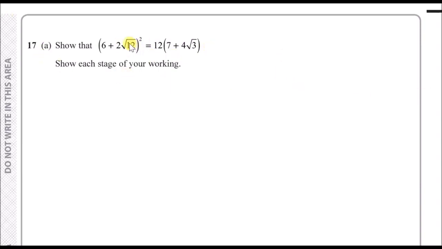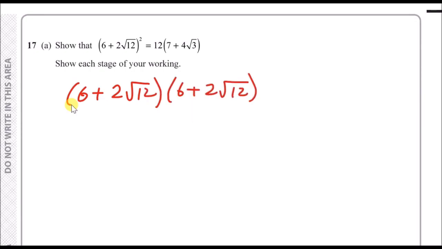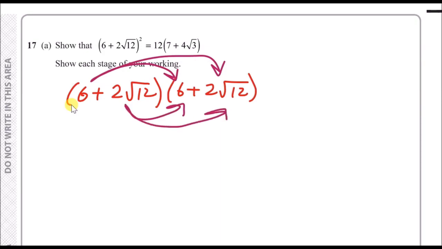To do this, let's write 2 of these brackets, because the squared bracket means there's 2 of them. So we've got 6 plus 2 root 12 times 6 plus 2 root 12. Now we want to expand this. We're going to do 6 times 6, 6 times this lot, this times that, and 2 root 12 times 2 root 12. Now, 6 times 6 is 36. When you times a whole number with a mixed surd and whole, always times 6 with the whole number 2. So it'll be 12 root 12, so we're going to get plus 12 root 12, plus another 12 root 12.